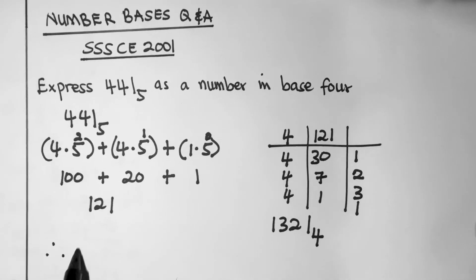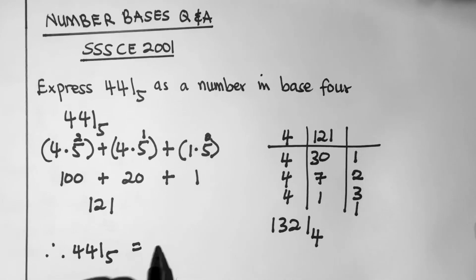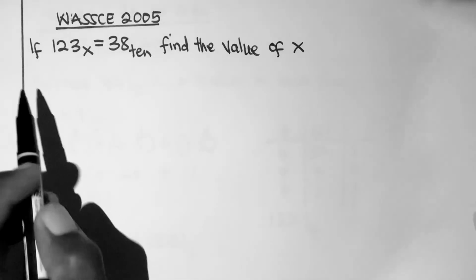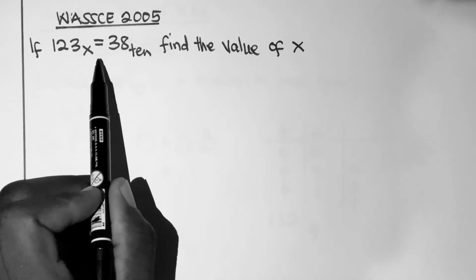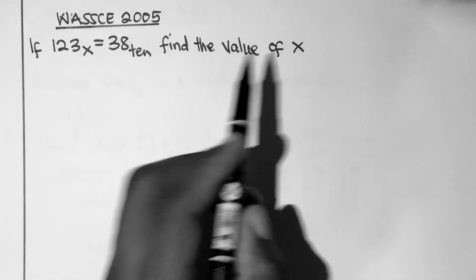So therefore 441 in base 5 is equal to 1, 3, 2, 1 in base 4. So let's continue with this question. If 123 base x is equal to 38 base 10, find the value of x.